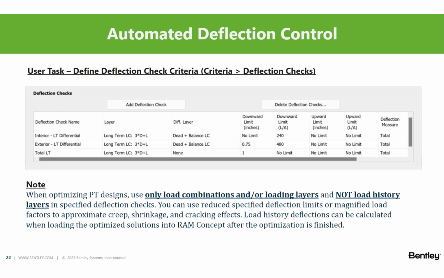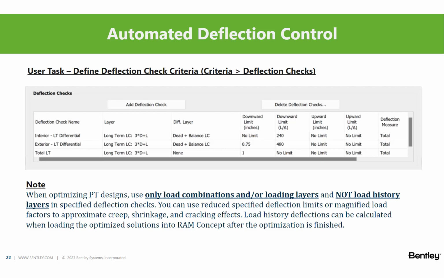So the first step is you need to define the deflection check limits, and that's shown on screen here. Those limits can be absolute deflection limits, so a total deflection, or they can be based on the span length. They can also be used for downward and or upward deflections. Each of those limits is associated with a specific loading or load combination, typically a service load combination.